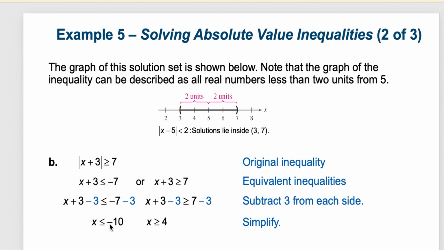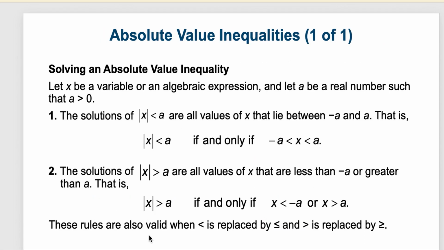Okay, let's see another example. So the absolute value of x plus 3 is greater than or equal to 7. When you have an absolute value greater than or equal to a number, we're going to use this definition here. So we're going to have two different inequalities: x is less than negative a, and x is greater than positive a.